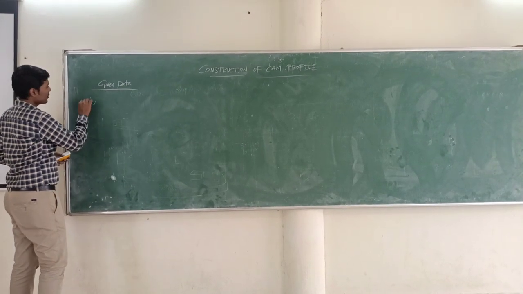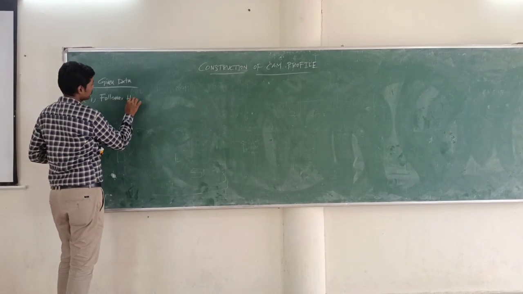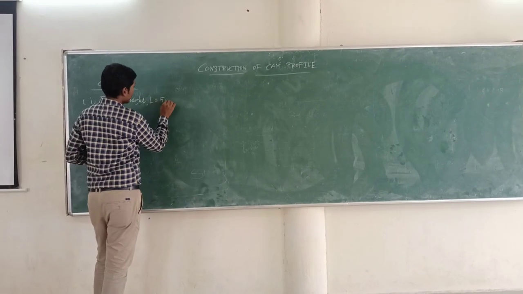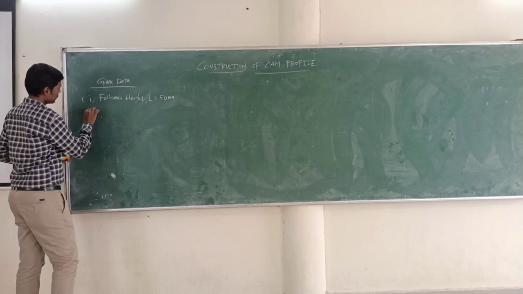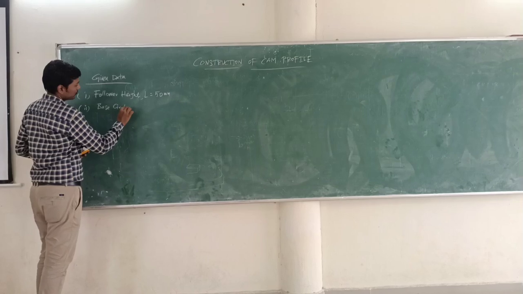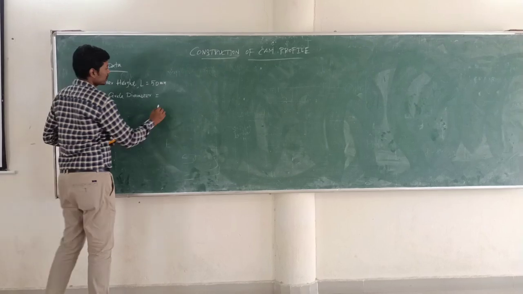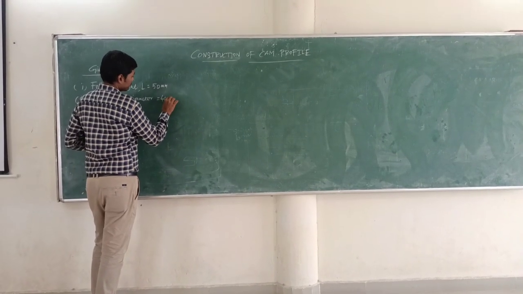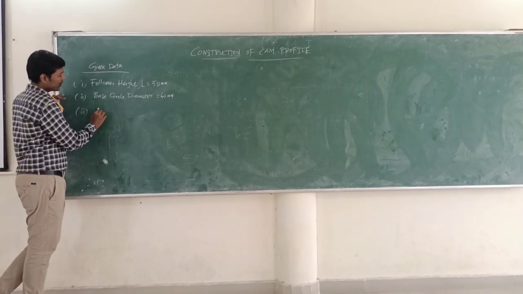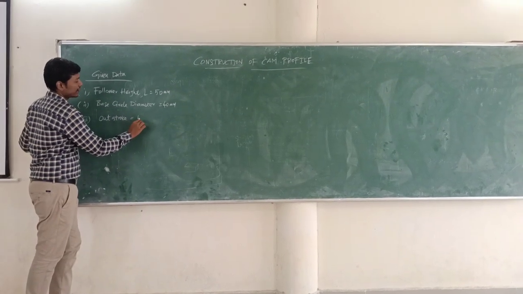The first one, we need to consider is the follower height, denoted by capital L. The value is 50 mm. And the second one is the base circle diameter. The value of the base circle diameter is 40 mm. And the third one is the outstroke value, given as an angle. The outstroke angle is 60 degrees.